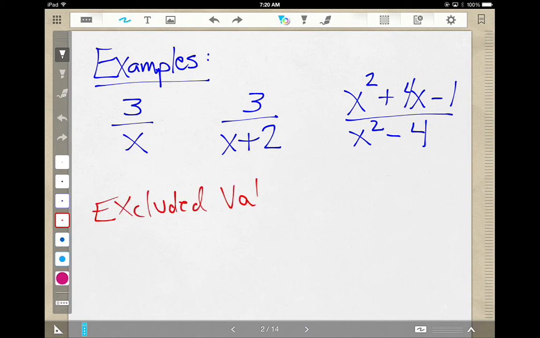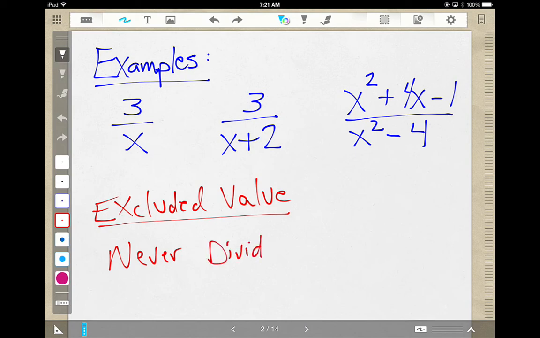Because if you remember back earlier in the semester, we talked about the one thing you can never divide by. You can never divide by 0. And since we're going to be putting in numbers for x, there are certain numbers that we can't put in. So the excluded value means numbers that are not allowed to be put in for x.